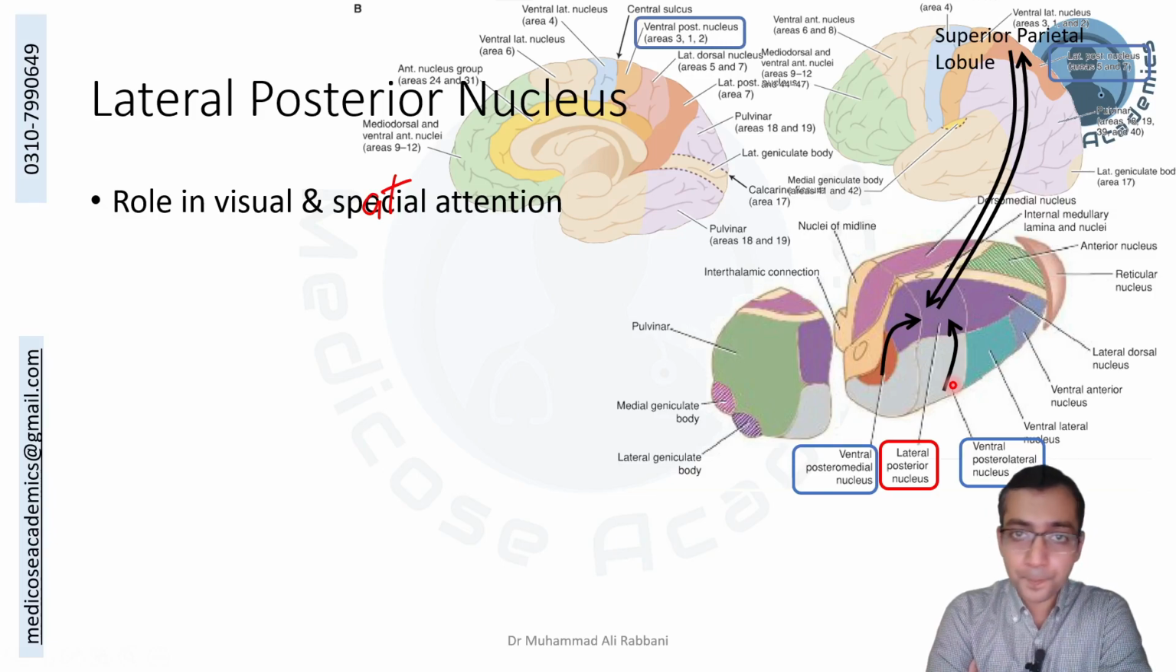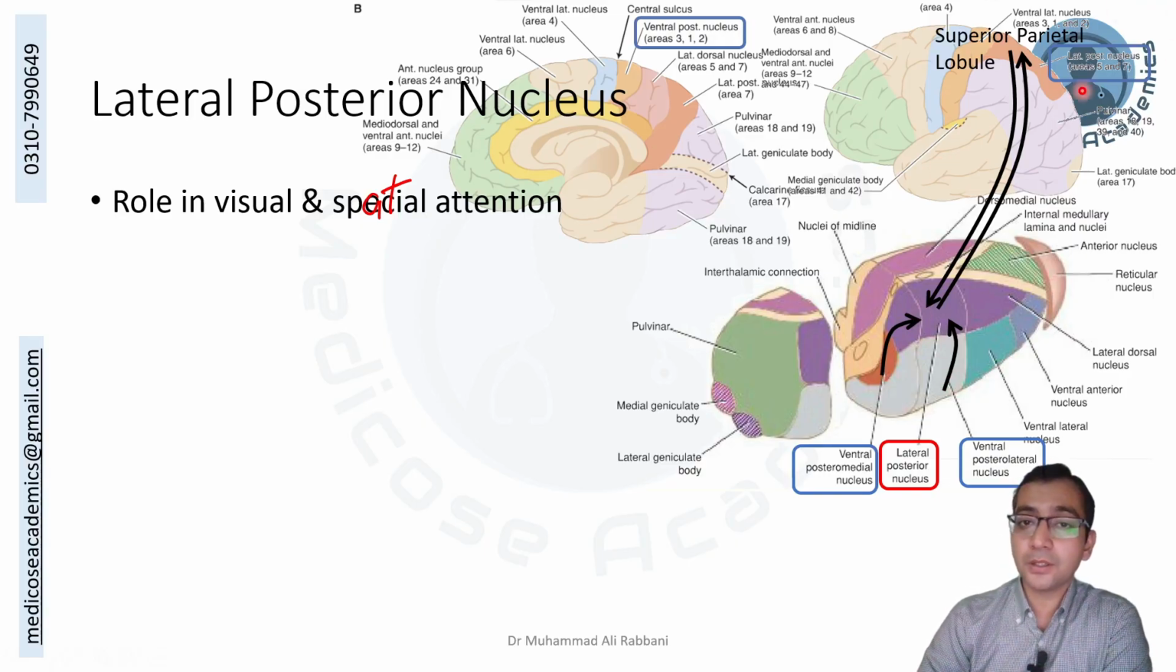And you can, by the way, pick this mistake and send a message to the BRS book. So it is labeled ventral posterior nucleus here, but you will have to label it lateral posterior nucleus. It's labeled wrong here.